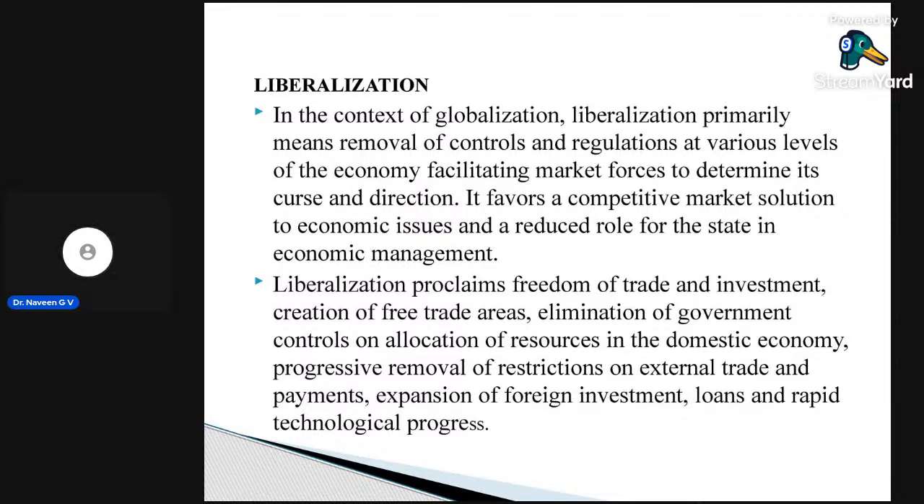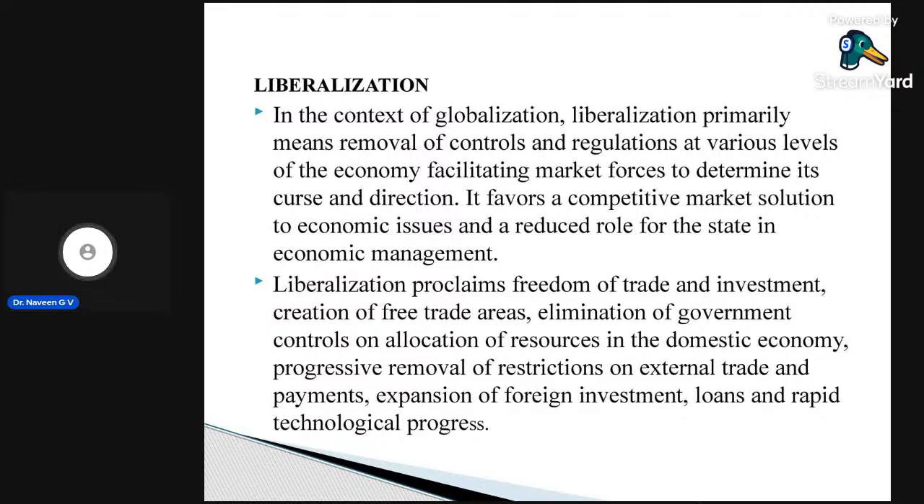Liberalization proclaimed freedom of trade and investment, creation of free trade areas, elimination of government controls on allocation of resources in the domestic economy, and progressive removal of restrictions on external trade and payments. That is also most important. When we are exporting goods and services, whether purchasing or selling, in those circumstances we need to pay, and also we receive money from outside. That is also most important related to the policy matters in our country.